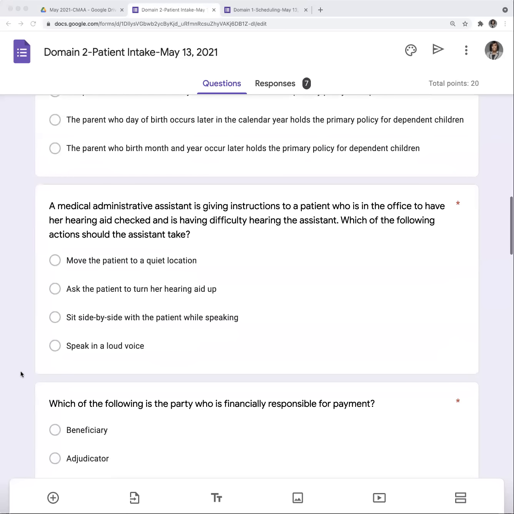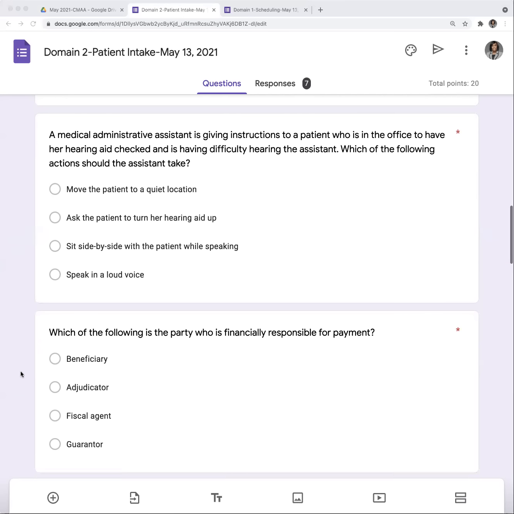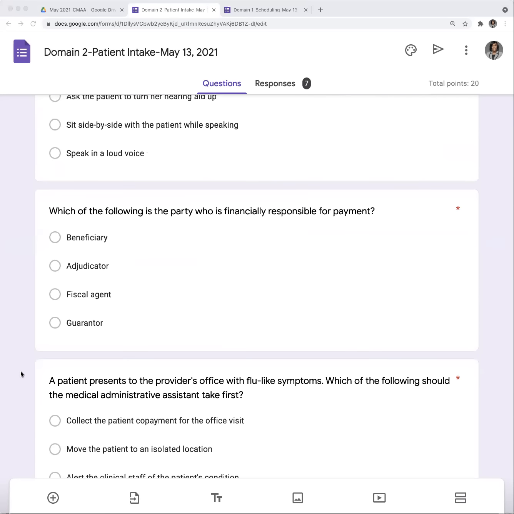MAA is giving instructions to a patient who is in the office to have a hearing aid checked and is having difficulty hearing. Sit side by side with the patient while speaking. Move the patient to a quiet location. Quiet location. Yes, ma'am. Which of the following is the party who is financially responsible? We know this one. The guarantor.